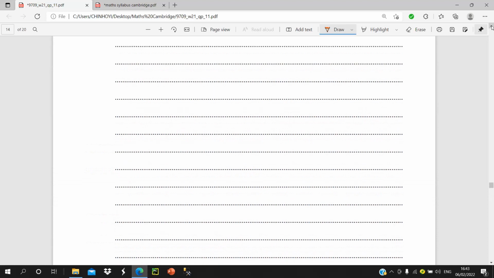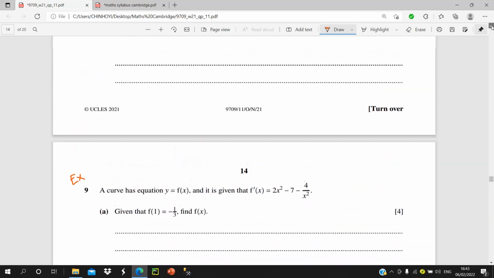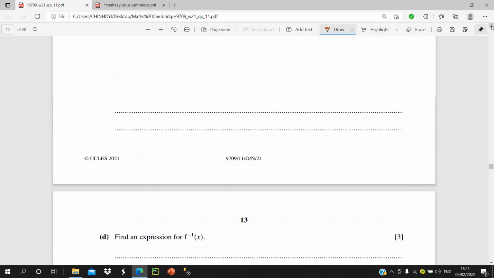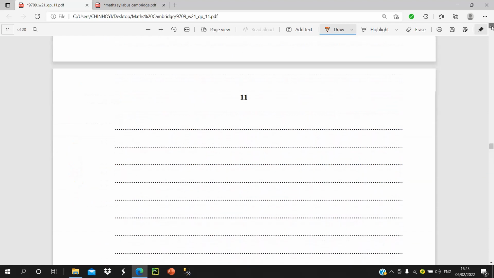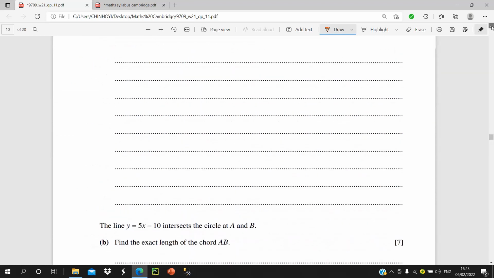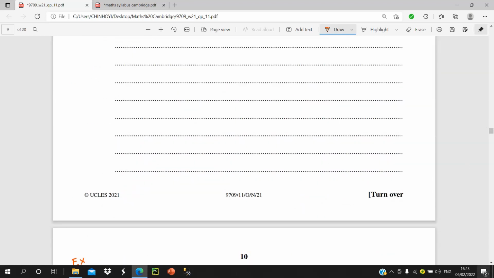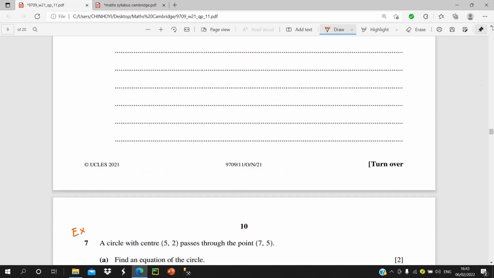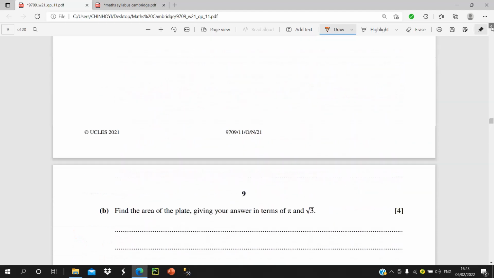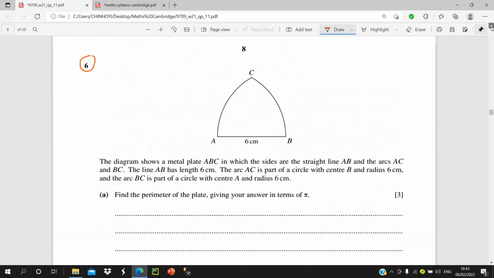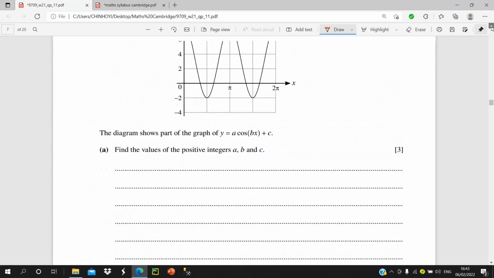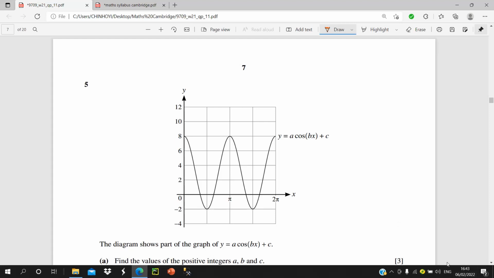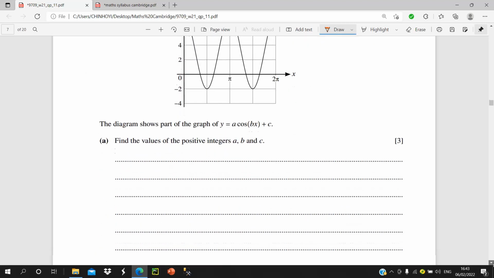Then number 9 is your exercise, number 8 is your exercise, and number 7 is your exercise. Then I'm going to take you through number 6. Then finally you also do number 5 on graphs with functions.